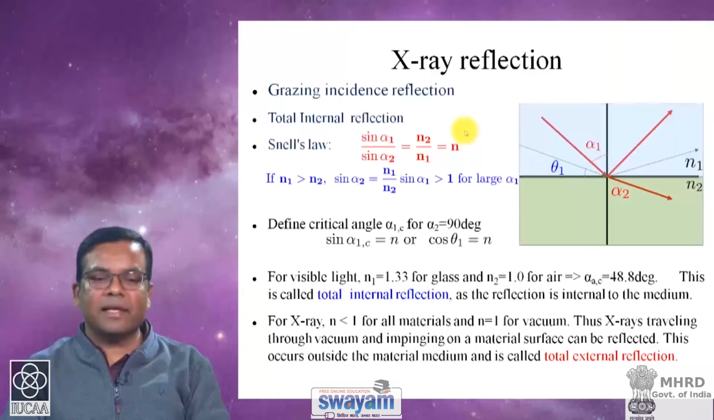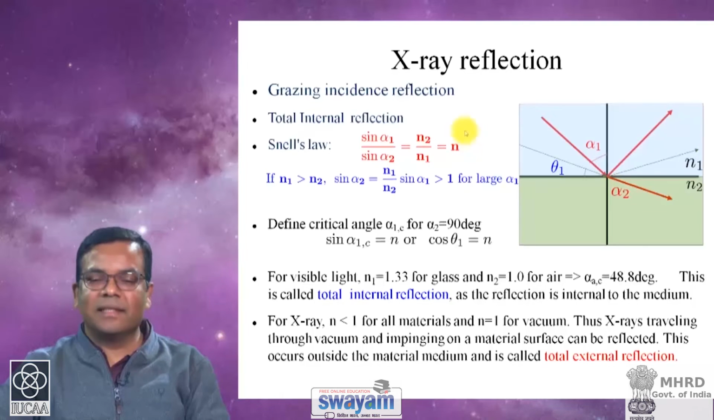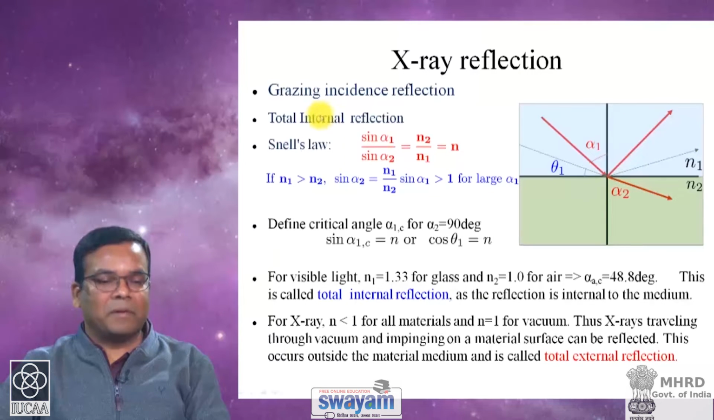X-ray reflection. X-rays are not easy to reflect, unlike optical radiation. If X-rays are incident normally, like on an optical mirror, then X-rays are completely absorbed; they are not reflected. X-rays can be reflected only under one condition, using the principle of total external reflection.